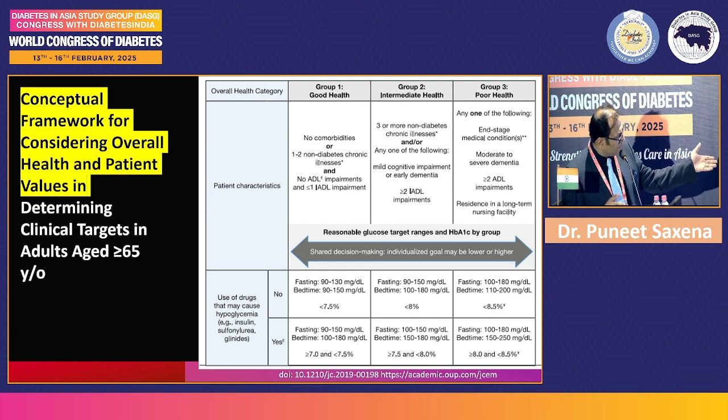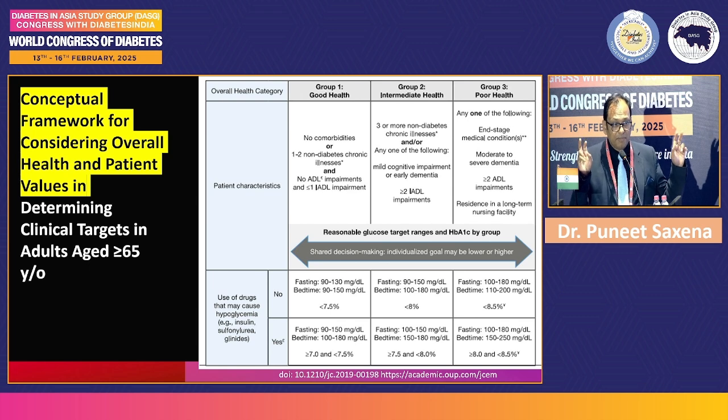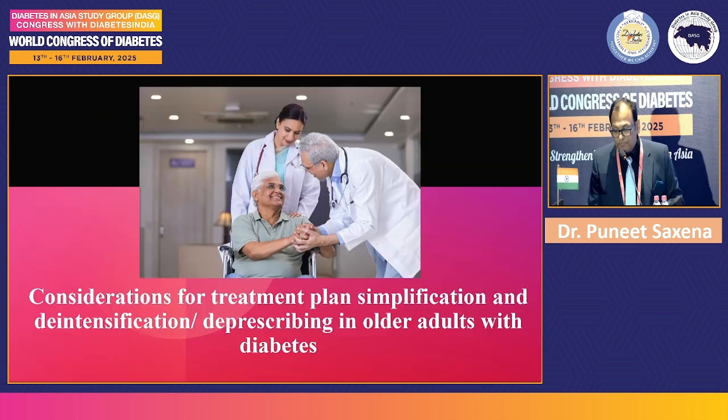I apologize for the poor quality of the display, but you can see 7.5% in elderly people with good health, less than 8% in the intermediate category, and less than 8.5% in those who are not doing well and have poor health. So that is the target basically. And besides HbA1c, the fasting and bedtime glucose are the two targets which are probably even more important than HbA1c.